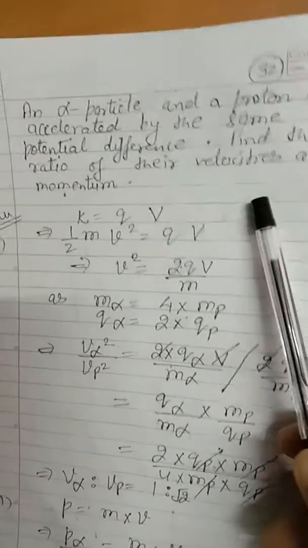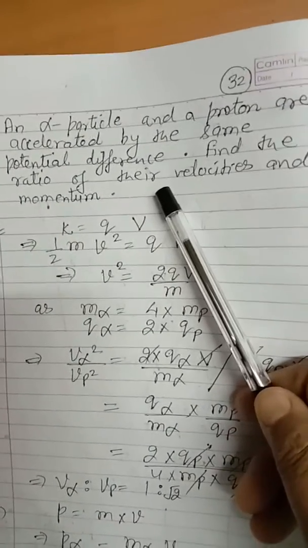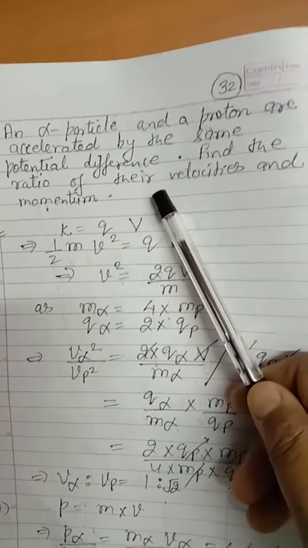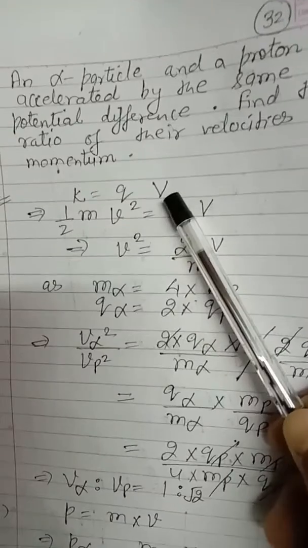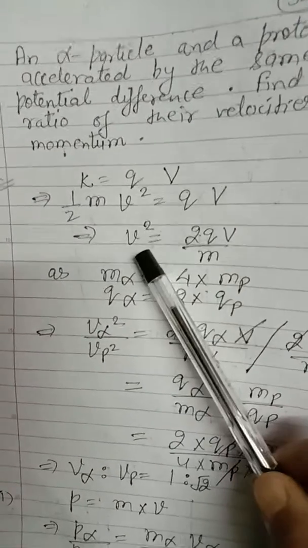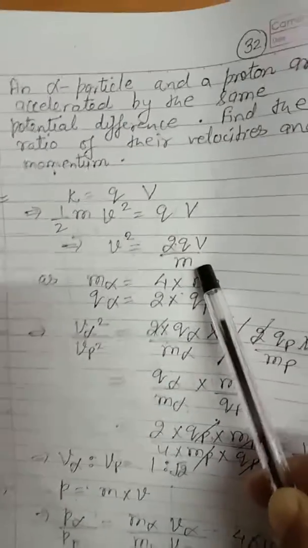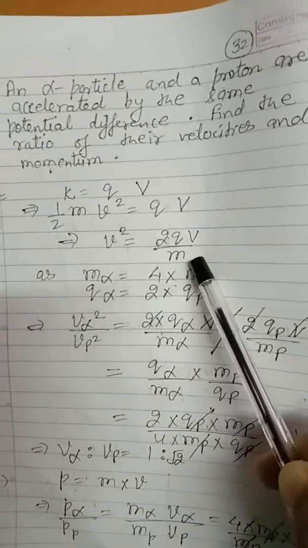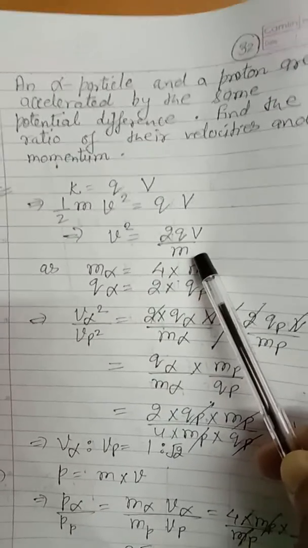Say for example an alpha particle and a proton are accelerated by the same potential difference. Then find the ratio of their velocities and momenta. If this sort of question is given, then you know the kinetic energy of the particle is QV. Half mv squared is QV, so we get v squared = QV upon m. Now keep in mind that they can give you a pair of particles: it can be alpha particle, proton or deuteron.